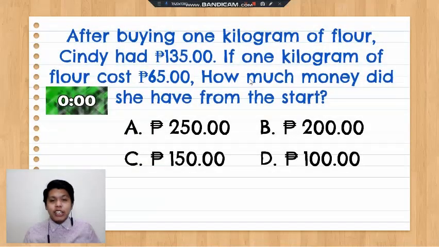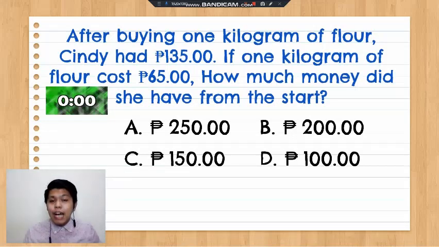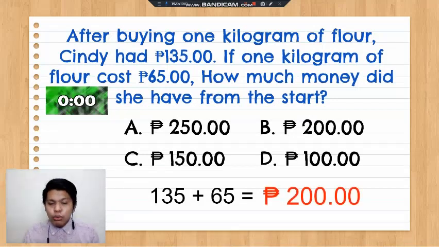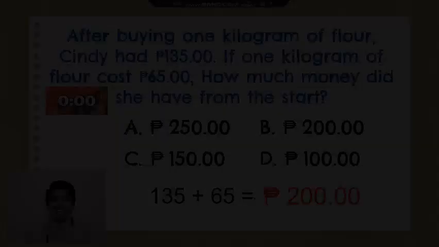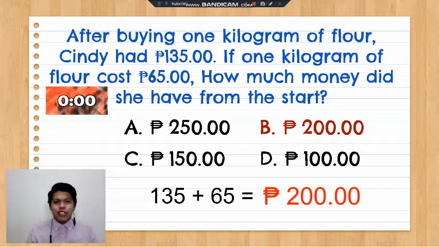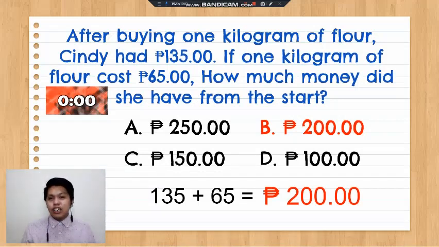Okay, let's check your answers. Now remember, you will have to add the money to get the correct answer. So you add 135 pesos and 65 pesos. So the answer will be 200 pesos. Letter B, 200 pesos. That is the answer. So did you get that? All right. I can see that you really know now how to solve word problems.